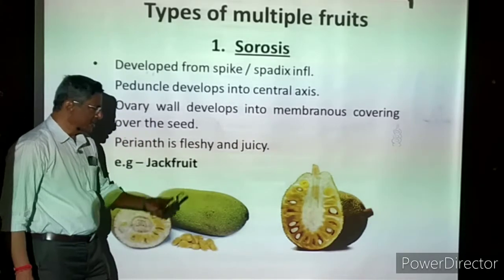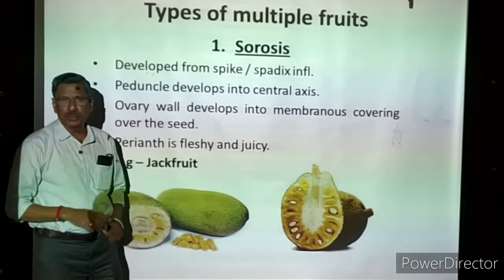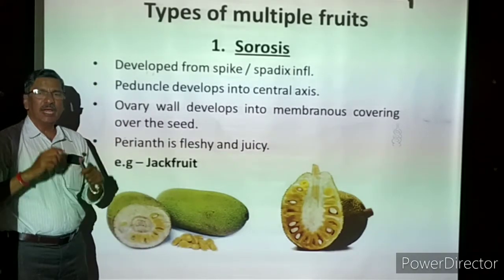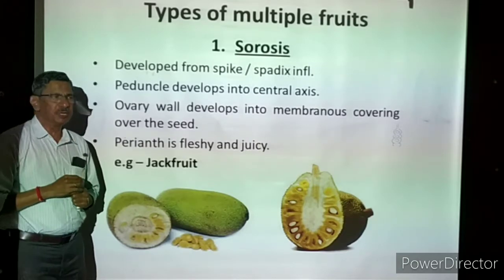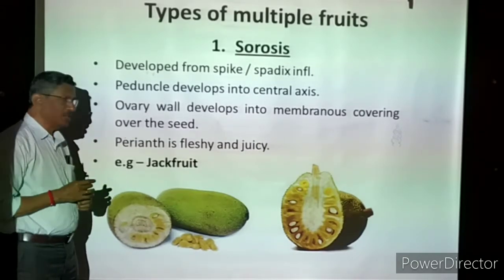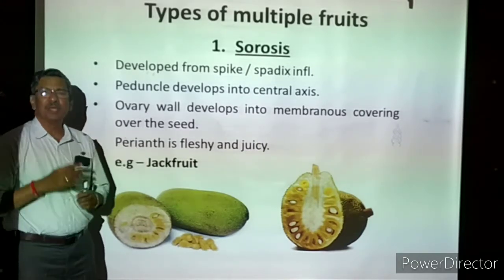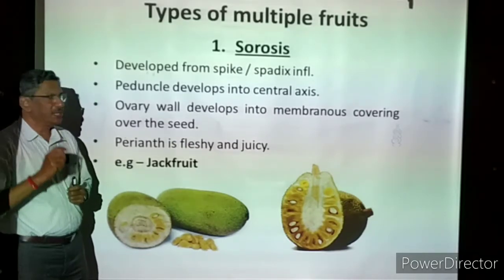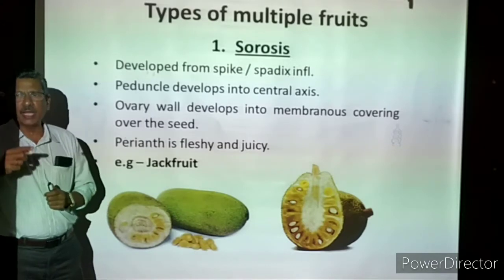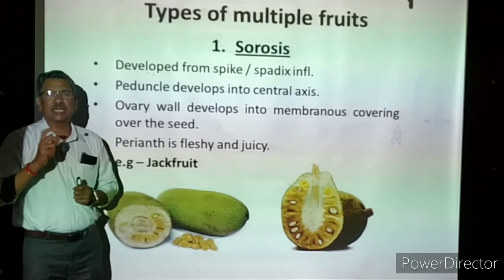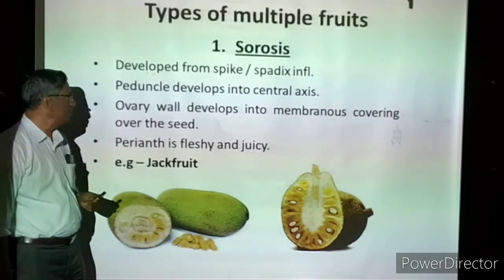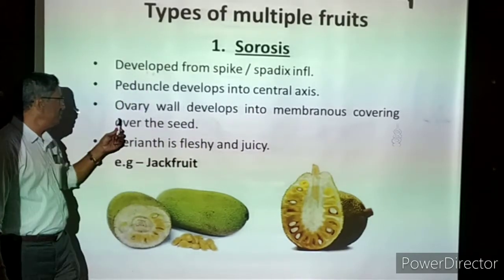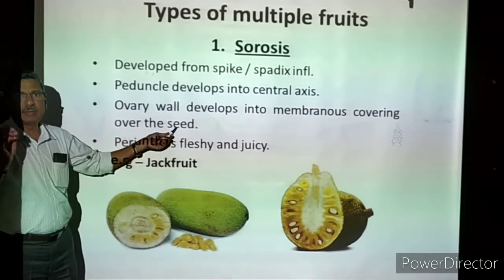Now when we are taking this, a number of small portions are coming away, edible portions. But the edible portion, that sweet portion, is developed from perianth. That next step is coming. But if you remove that, inside that one large seed will be there. The seed is covered by a very soft membranous covering. That is actually the fruit wall. So the ovary wall develops into membranous covering over the seed. Actually it is the pericarp.